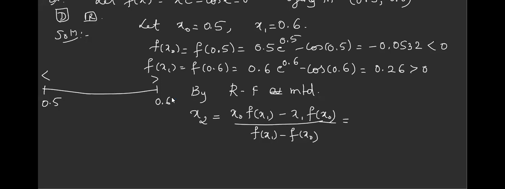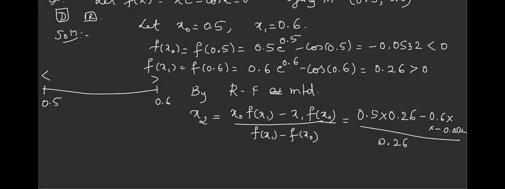Substitute. x naught is 0.5, f of x1 where x1 is 0.6, so f of 0.6 you can directly substitute, minus x1 which is 0.6, into f of x naught, which is minus 0.0532, divided by 0.26 minus minus 0.0532. Calculate and tell me the answer.